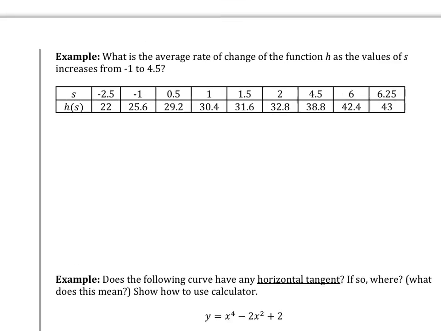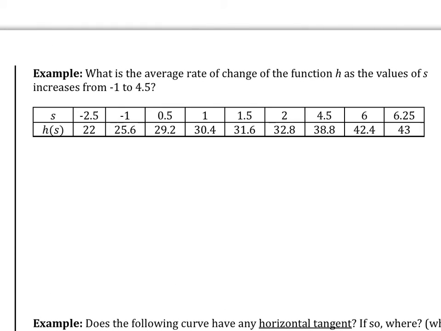All right, 2 more examples. This is a typical one where you're given a table. So the question says, what is the average rate of change of the function h? Okay, so this is h. So then it's asking how fast is this function changing in terms of s when s is increasing from negative 1 to 4.5.